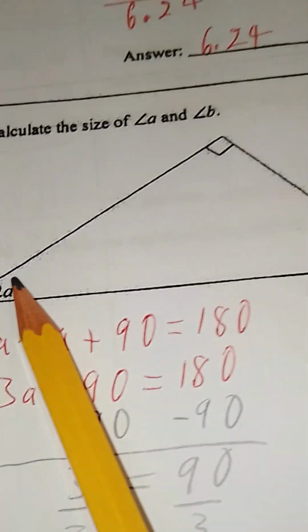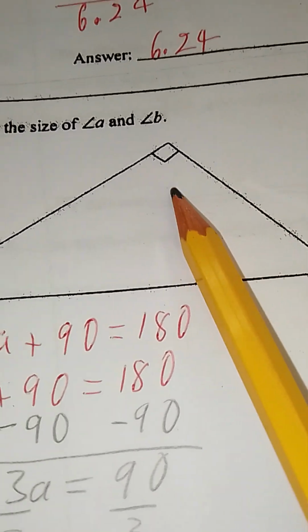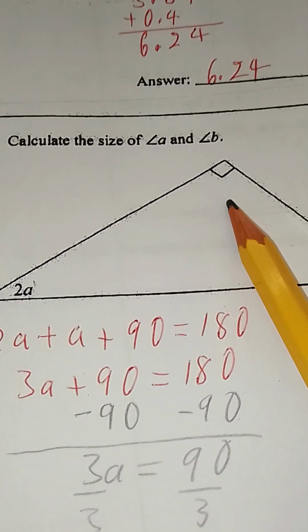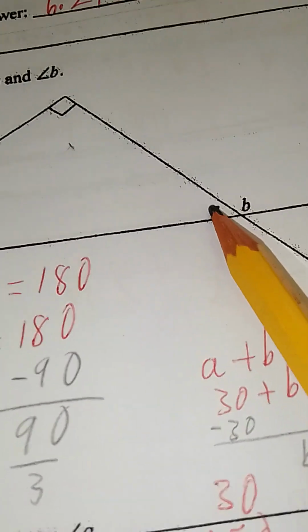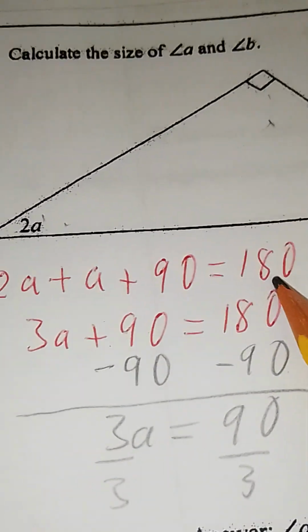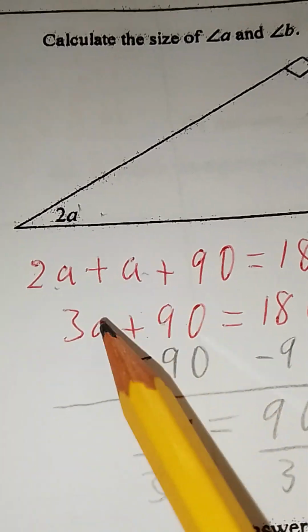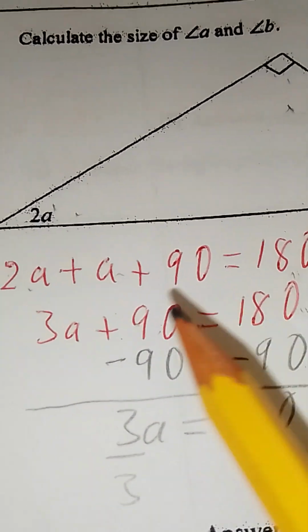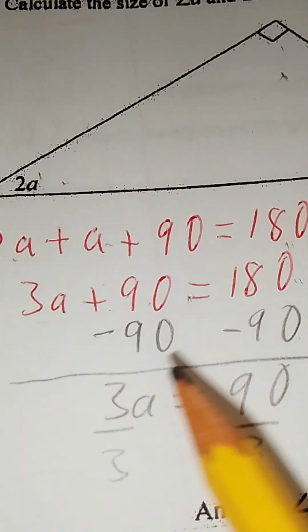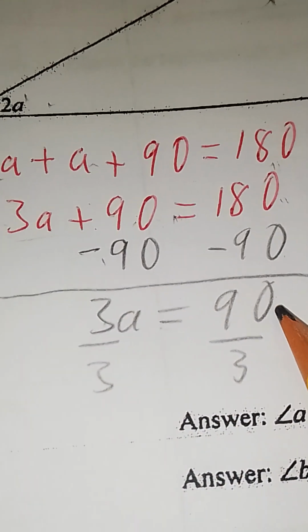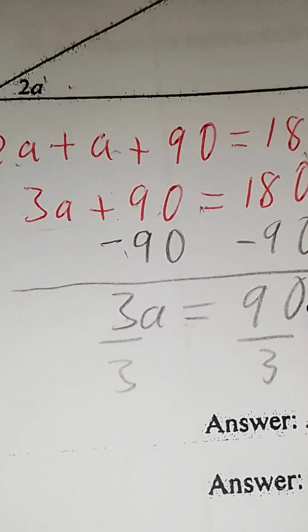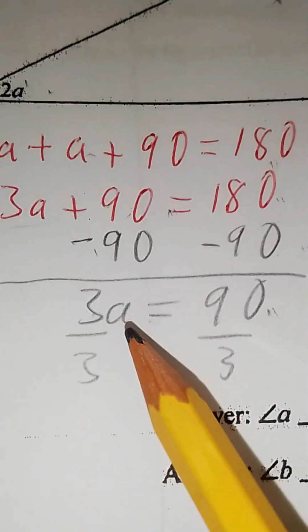Calculate the size of angle A and angle B. Now, what do we know about the angles inside of a triangle? They add up to 180. So now what I get here is 2A plus A plus 90 is equal to 180. 2A plus A is equal to 3A plus 90 is equal to 180. This is now a two-step linear equation. Subtract 90 from both sides. I end up with 3A is equal to 90. Now I'm going to divide both sides by 3. So 90 divided by 3 is 30. So A is equal to 30.